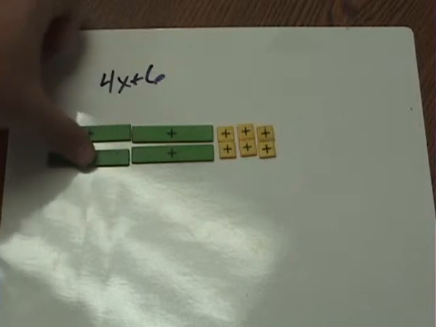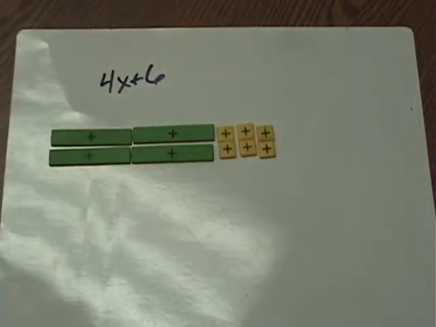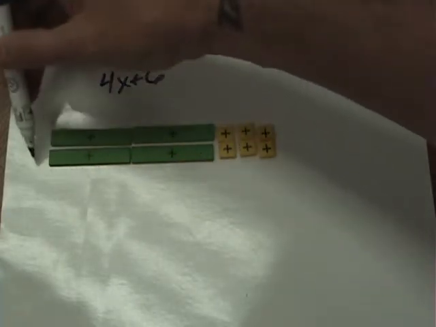Alright. So if I arrange the tiles like this, I still have 4x plus 6. I just have it arranged in a way that's a little bit easier for us to see. Okay, so now what I need to do is figure what would go on the outside, and those are going to be my factors.